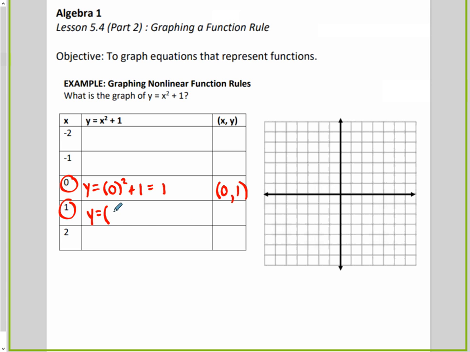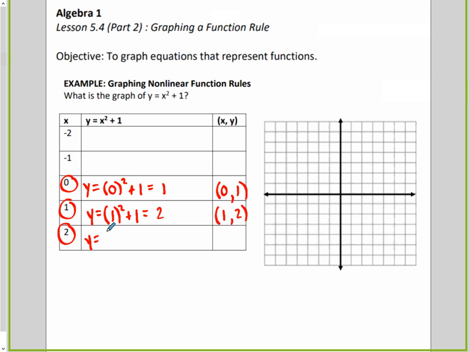So now we're going to take 1 and raise it to the second power, and then add 1. The order of operations says that you should always do the exponent before you add. So do 1 squared, which is 1. 1 plus 1 is 2. So if 1 is your input, 2 is your output. And then we'll put in 2.